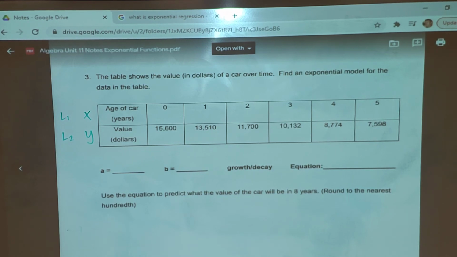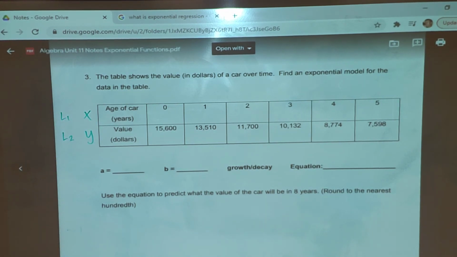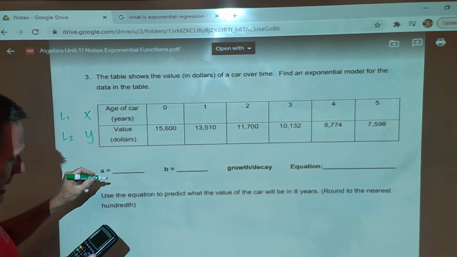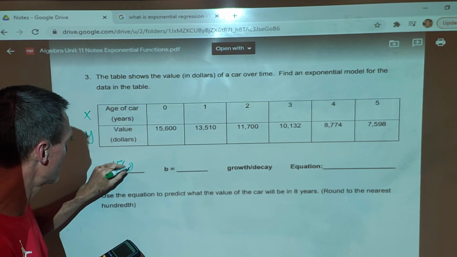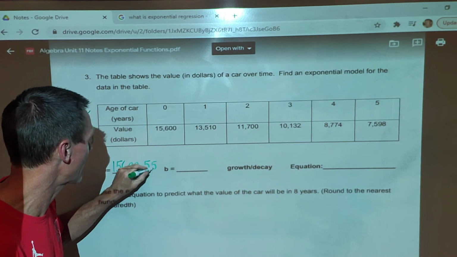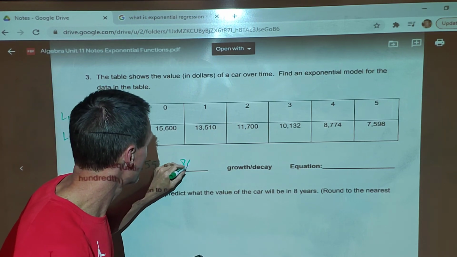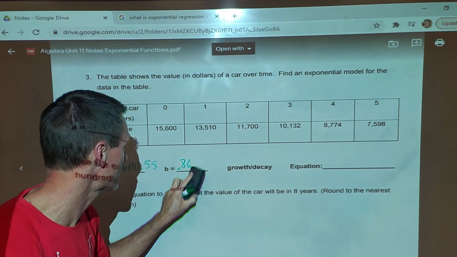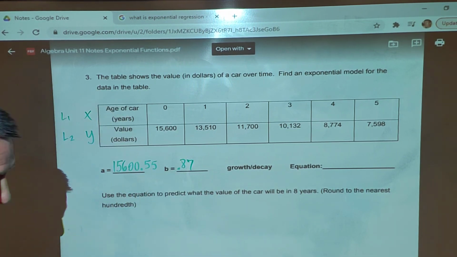on the Texas Instrument calculators is, again, exponential regression. So on this one, I have to hit that twice. On the newer calculators, it would be 5 times. And that gives me the value of A would be 15,600.550, which would remain 0.55. Value of B is 0.865. So that, let's go to the hundredths again. That 5 after the 6 would round that up to a 7. So 865 would round up to 0.87.